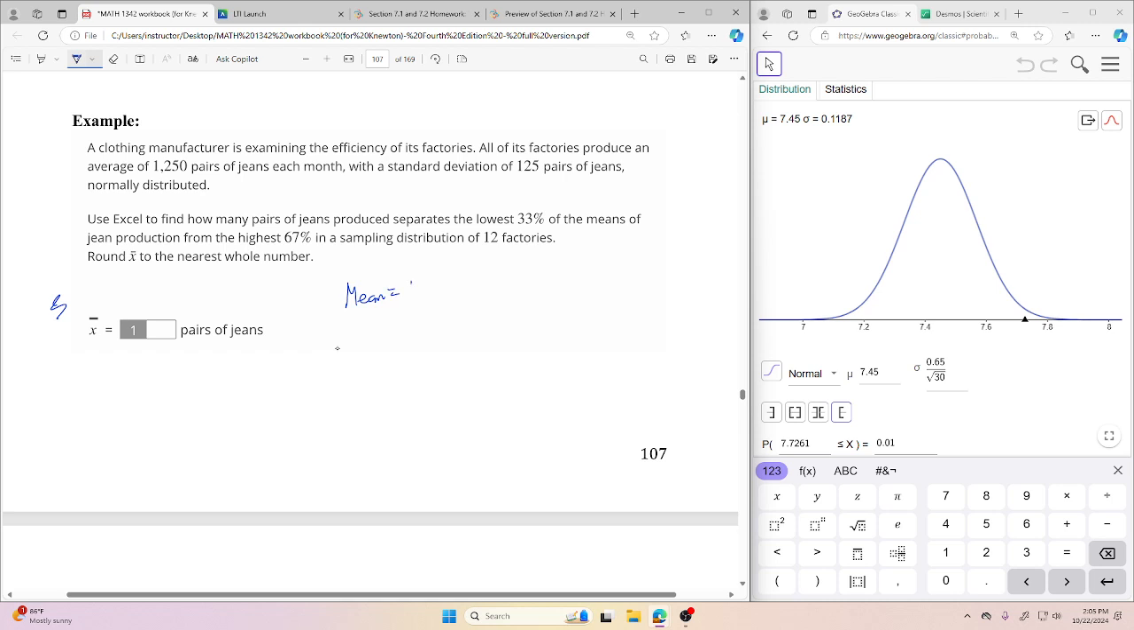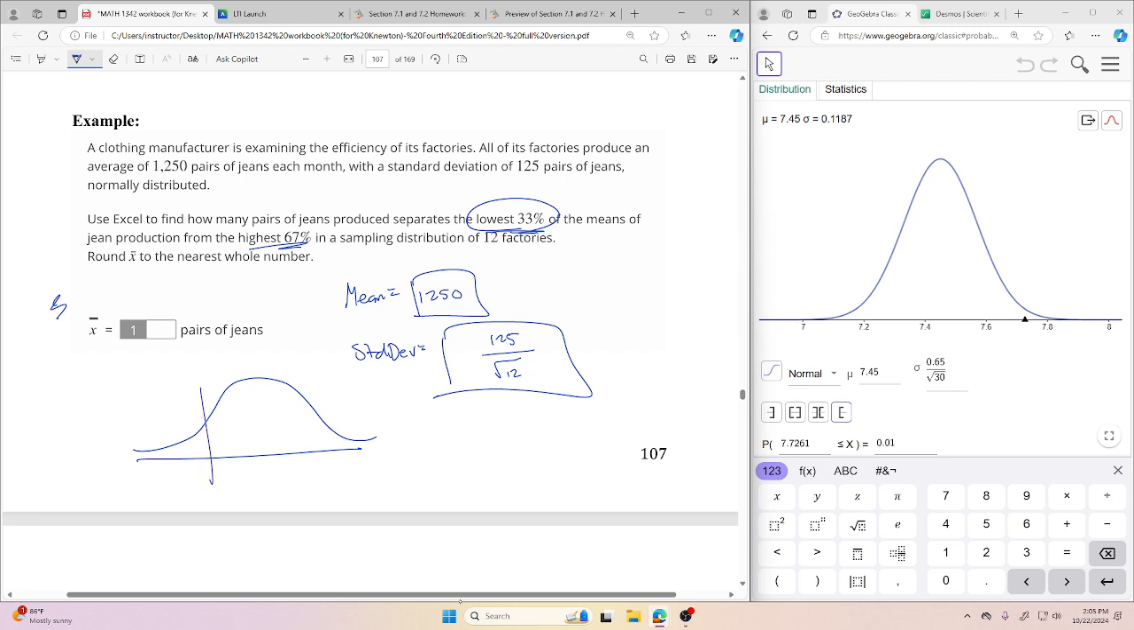First off, what does my mean? Yep, exactly, 1,250. What's my standard deviation? 12, yes, very good. That's what I'm going to be putting in there. And then it says lower 33 or upper 67, one or the other, right? I'm going to just do the lower 33. What does that even look like on a picture? It looks like this. 33% over here. Cool so far?